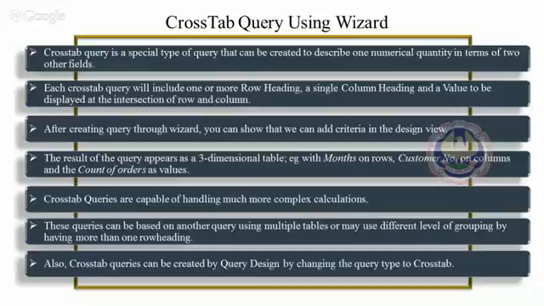Now that is why if we show them through the wizard, it is easy for them to see the preview in the wizard window. After creating the query through the wizard, you can show them that we can add criteria in the design view. When we establish the cross-tab through a wizard, we can run the query, and after that we come to the design view and show them how you can put the criteria. The result of the query appears as a three-dimensional table.